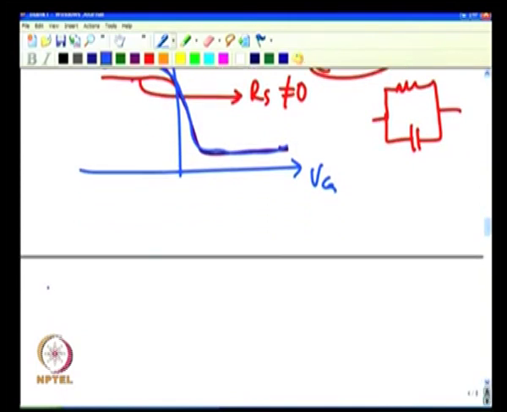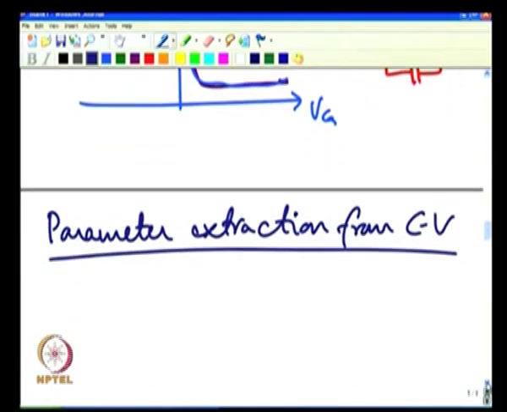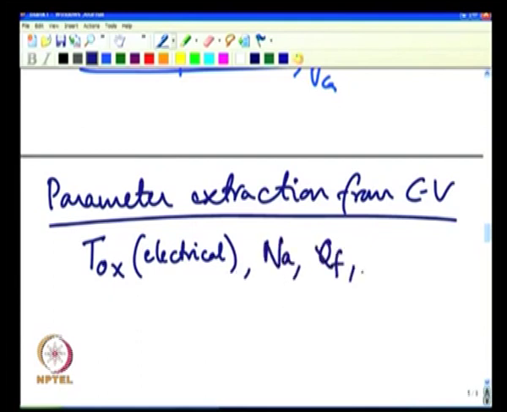Okay, so let us now look at this issue of parameter extraction from CV. What I mean by parameter extraction is I want to extract what is my oxide thickness, let me call it electrical oxide thickness, what is my substrate doping, what is my fixed oxide charge, what is my DIT, and so on and so forth. These are the most important parameters that you want.